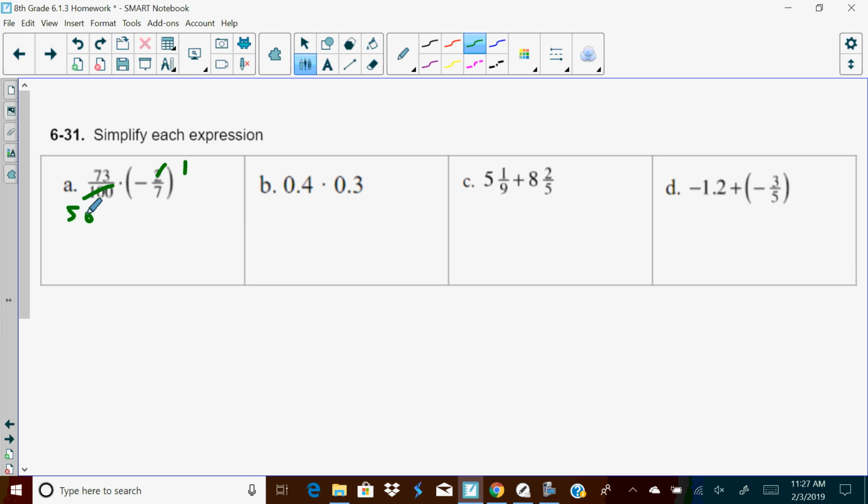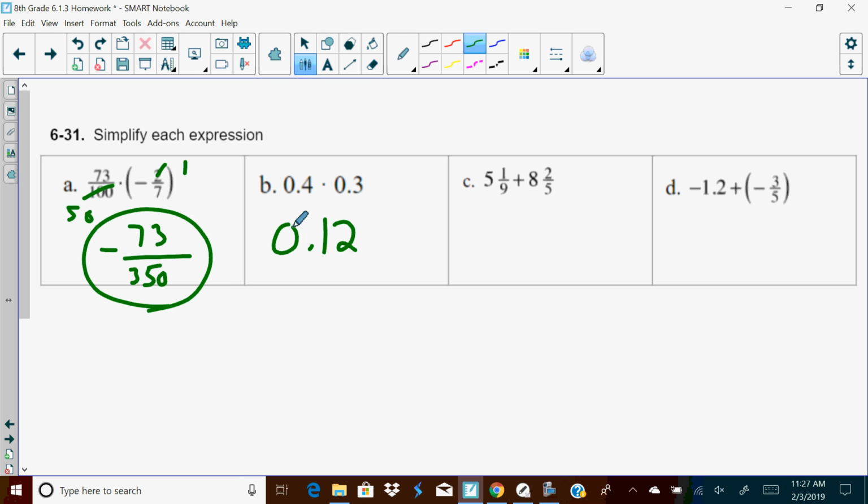So for this first one, I actually cross-reduced the 2 and the 100 and got 1 and 50. So I ended up with negative 73 over 350, which can't be simplified, so it's the answer. You could just be putting these in your calculator though. So this, I'm going to multiply 4 times 3, which is 12. I have 2 numbers past the decimal point, so I'm going to move over 2 spaces, and it's 0.12.